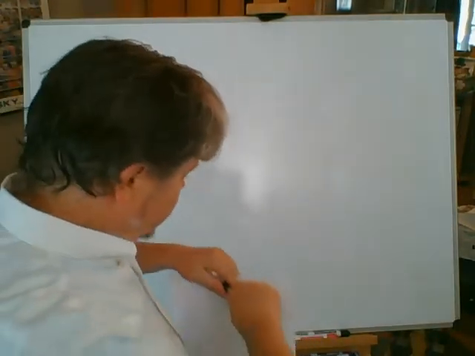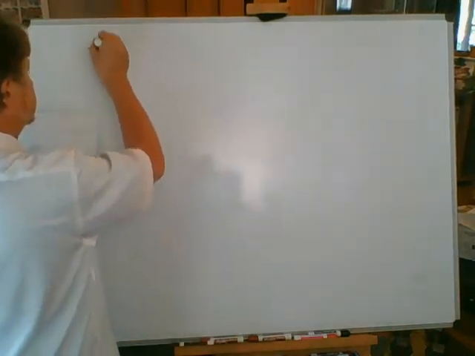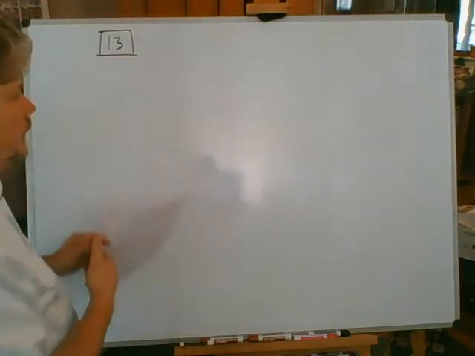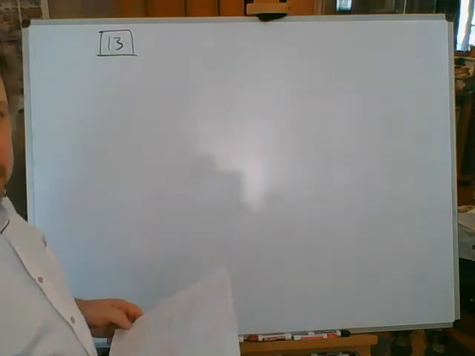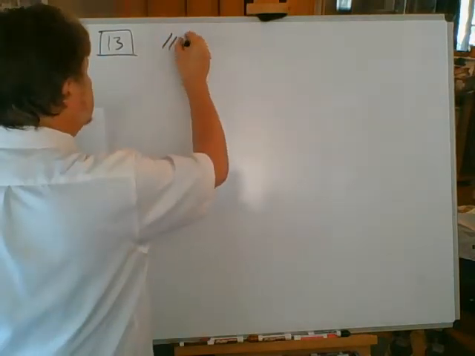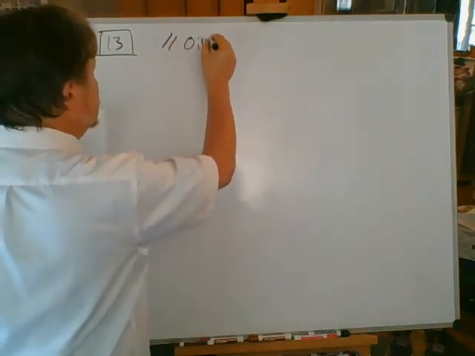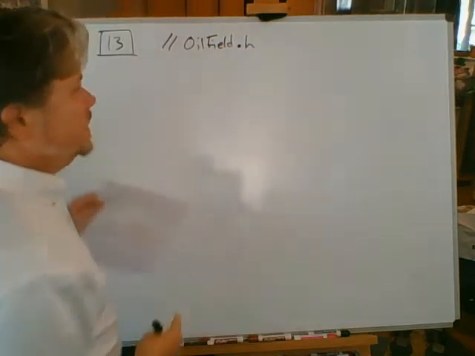Hello, this is video number 13. We are still looking at the C++ solution to the OilField problem. Let's look at the header file. This is OilField with capital O, because we're defining a new data type, .h, the interface file.